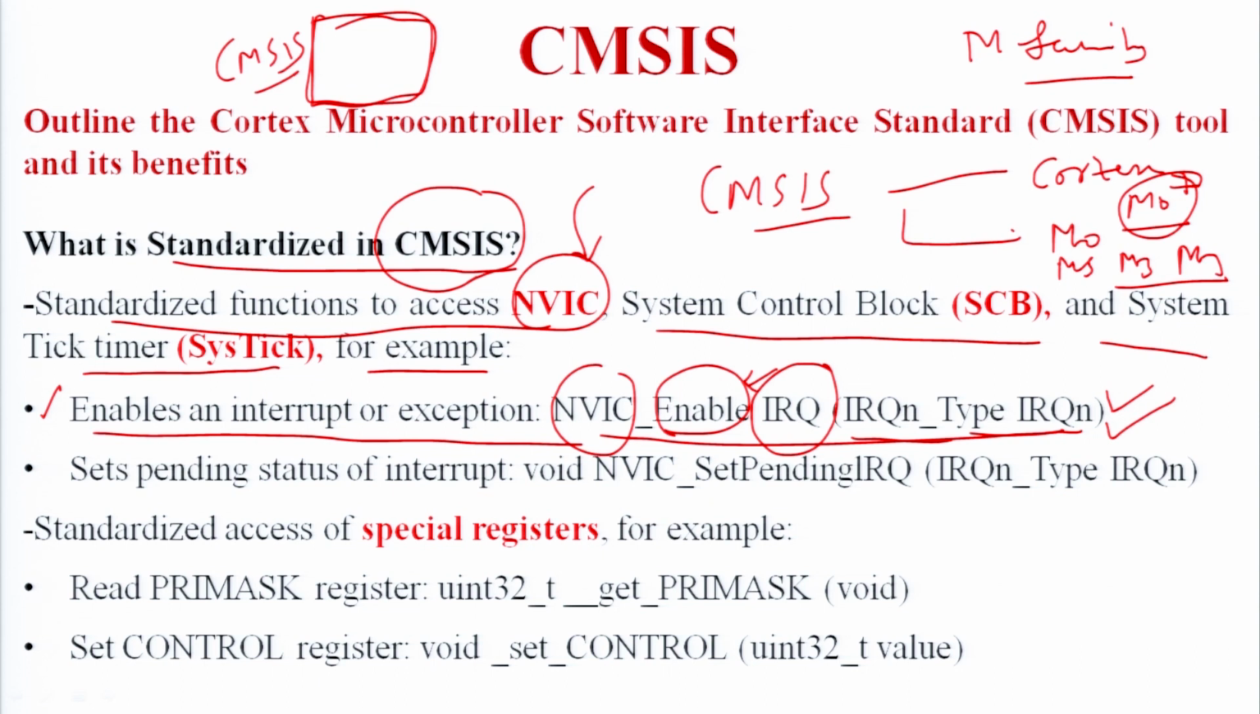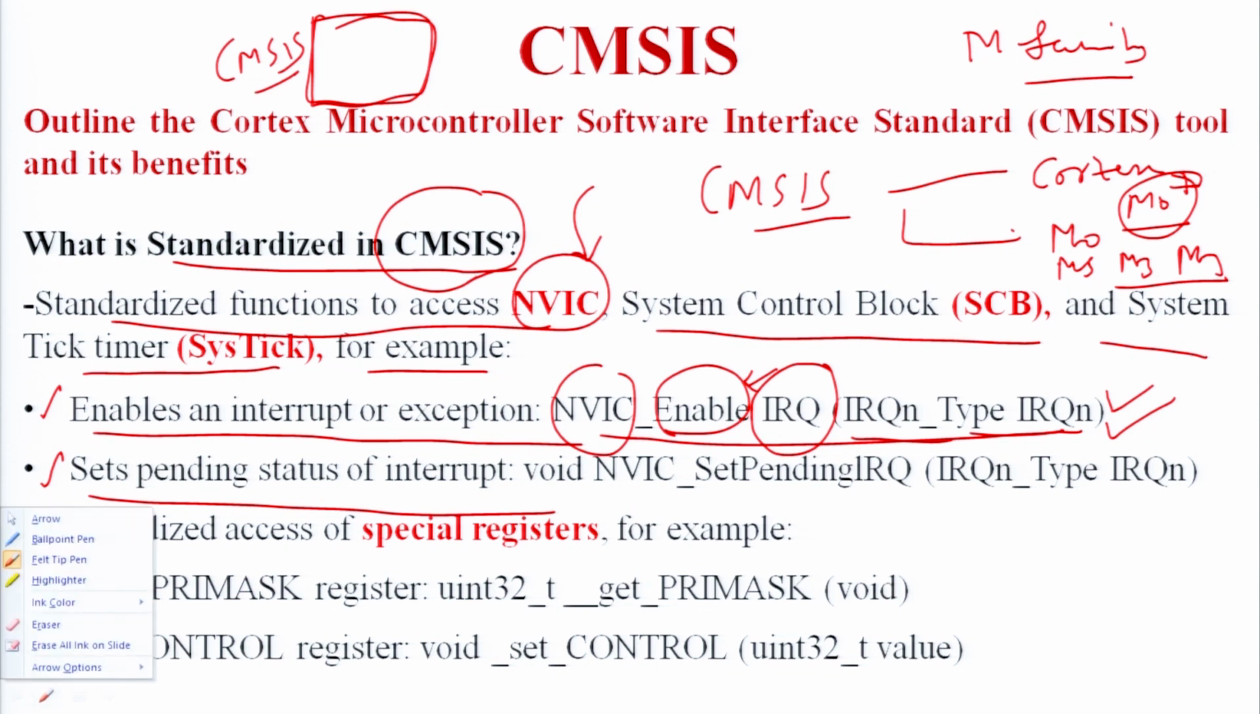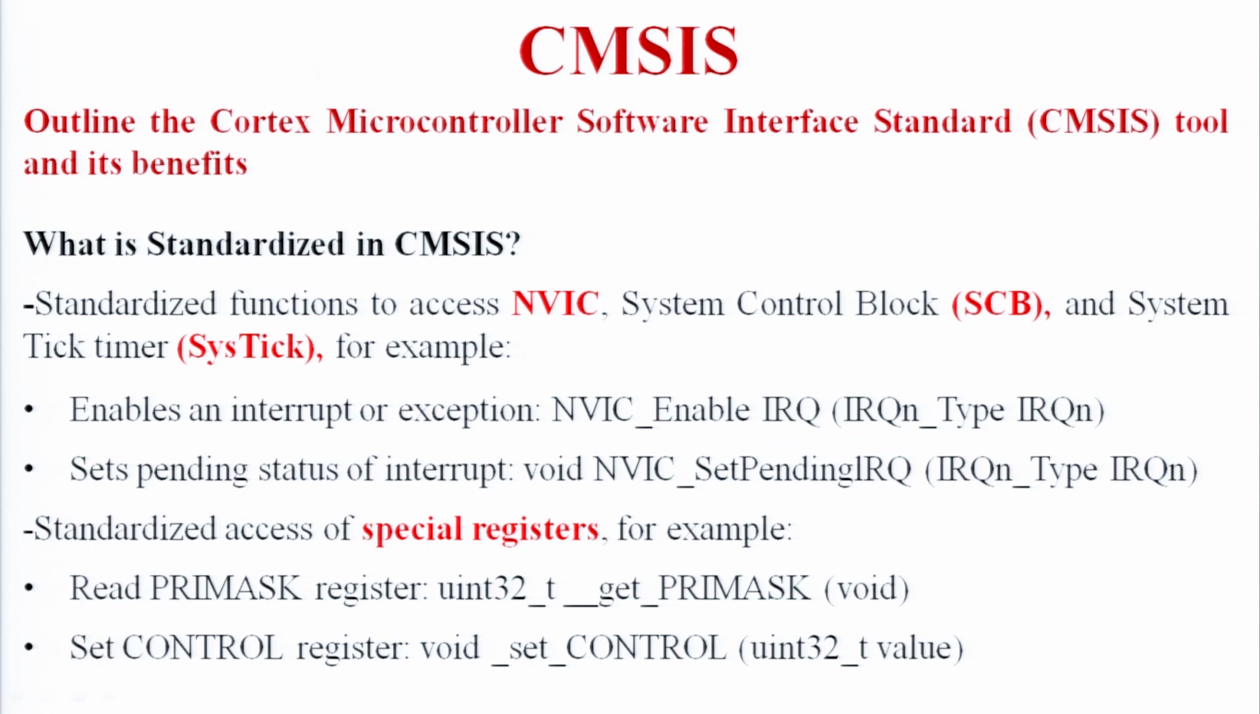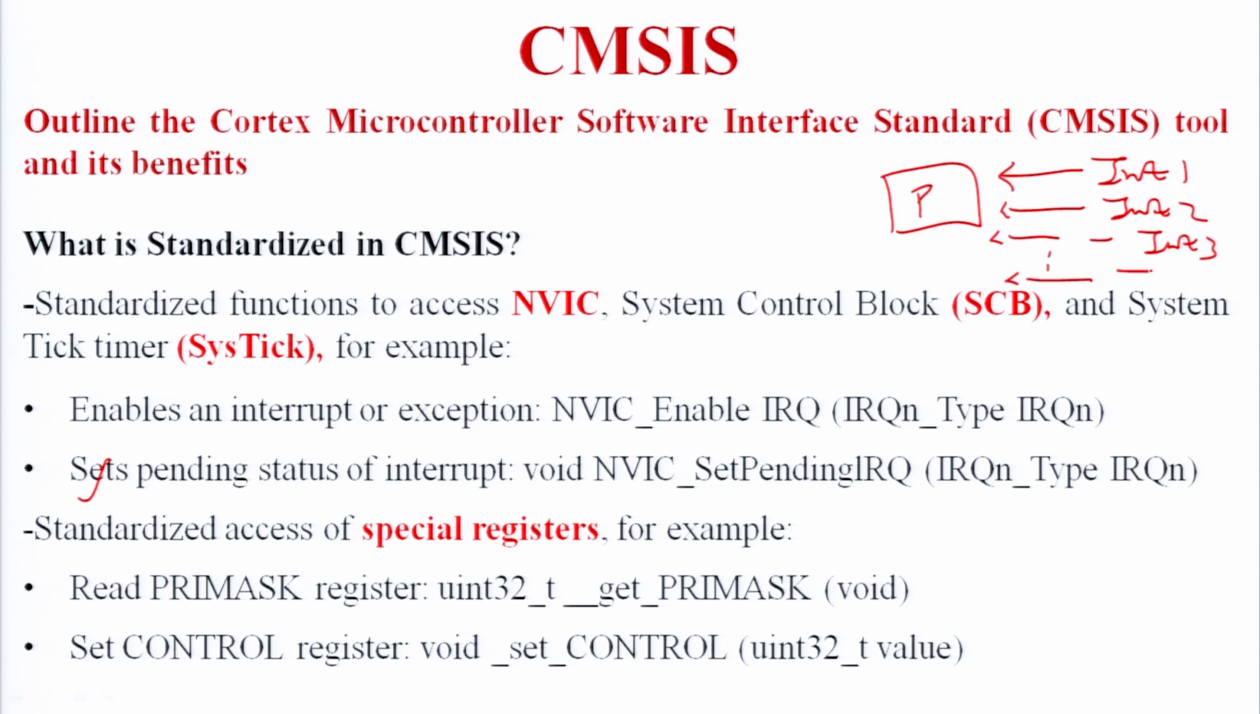Okay. So, it can also set the pending status of an interrupt. For example, if this is a processor, it has various interrupts: interrupt 1, interrupt 2, interrupt 3, up to interrupt n. A lot of interrupts are received by the processor. At a time, the processor may handle a particular interrupt according to its priority.